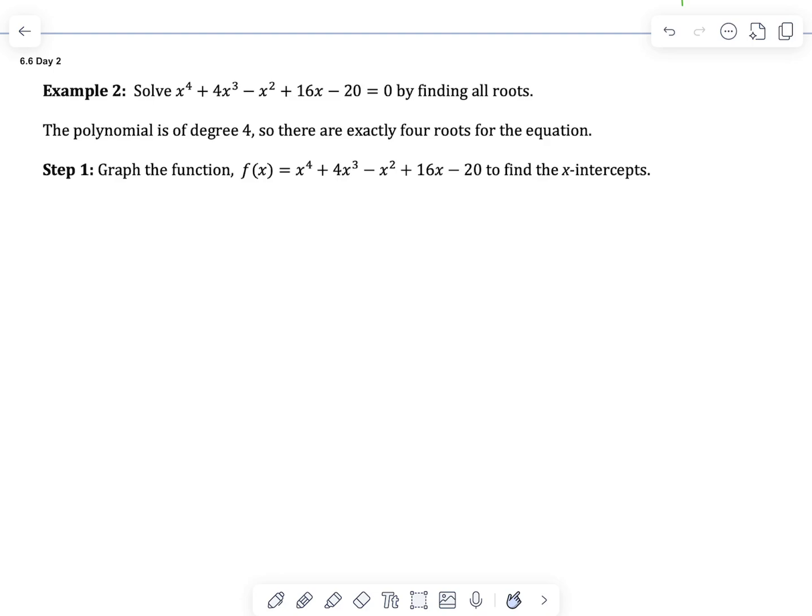This is our second example of doing the roots. So we have another polynomial, fourth degree, and we want to find all of the roots. So this is a fourth degree polynomial. We're going to have exactly 4 roots. So we're going to go ahead and use our graphing calculator. And we type the polynomial into the graphing calculator.